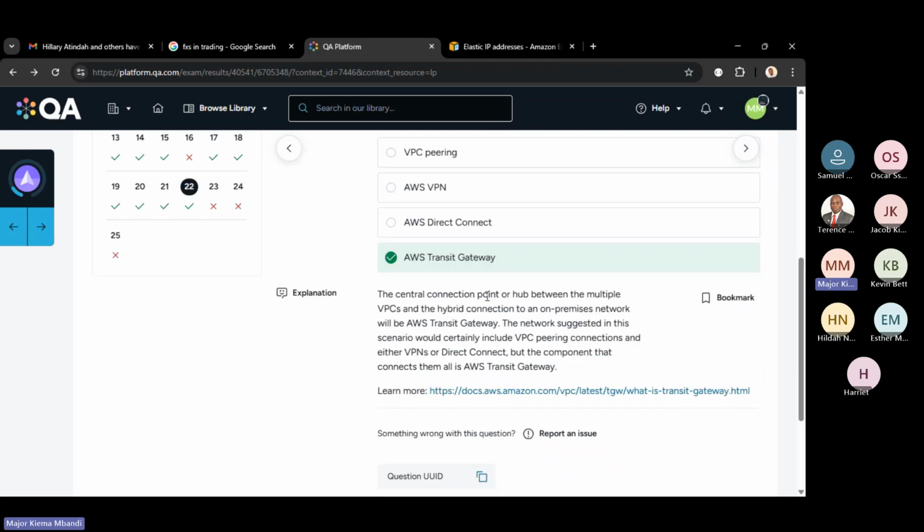The central connection point for hub where multiple VPCs and the hybrid connection or on-premise network will be AWS Transit Gateway. The network suggested in this scenario would certainly include VPC peering connections and either VPNs or Direct Connect, but the component that connects them all is the AWS Transit Gateway.